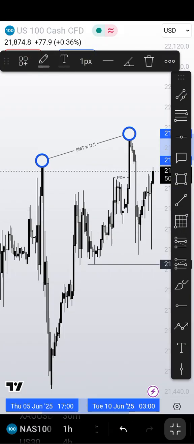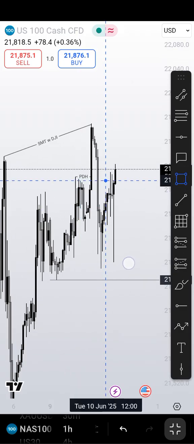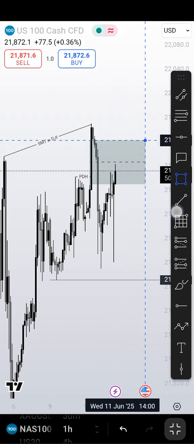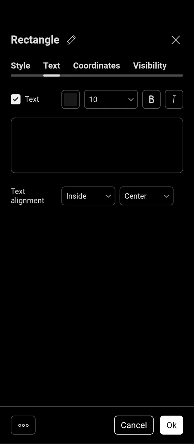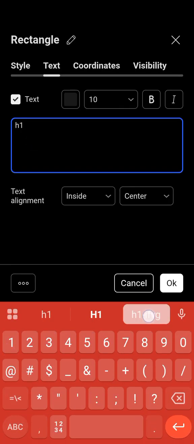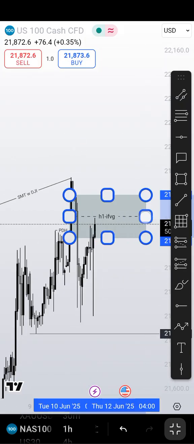SMT, clean. And then we also had this bullish fair value gap that was inversed, giving me an hourly inverse fair value gap right here. H1 inverse fair value gap, centered, beautiful, right there.